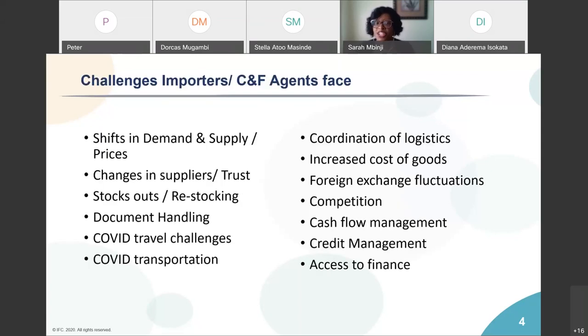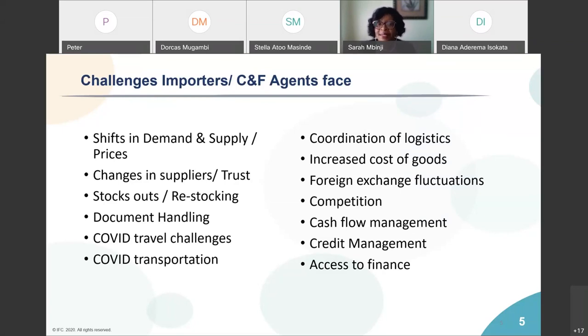Based on what is challenging you. So we have seen a lot of shifts in demand and supply during 2020, which is what we're calling the COVID pandemic period. At one point, our borders were completely shut. But then the borders have been opening up and so on. And of course, that has brought about all these shifts in demand and supply.